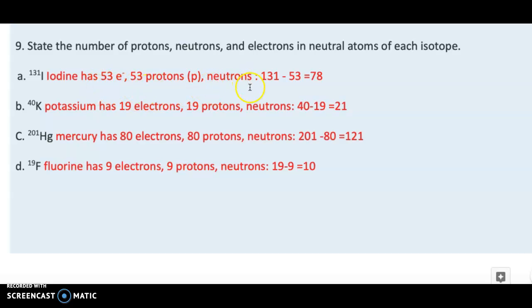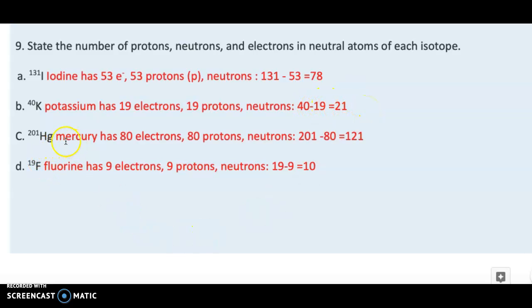And how do you find neutrons? You have your mass, and you subtract your protons. 131 minus 53 is 78 neutrons. You do the same thing for potassium. Potassium has 19 electrons, 19 protons, because the atomic number is 19 for potassium. How do you find your neutrons? 40, the mass, minus 19 is 21.